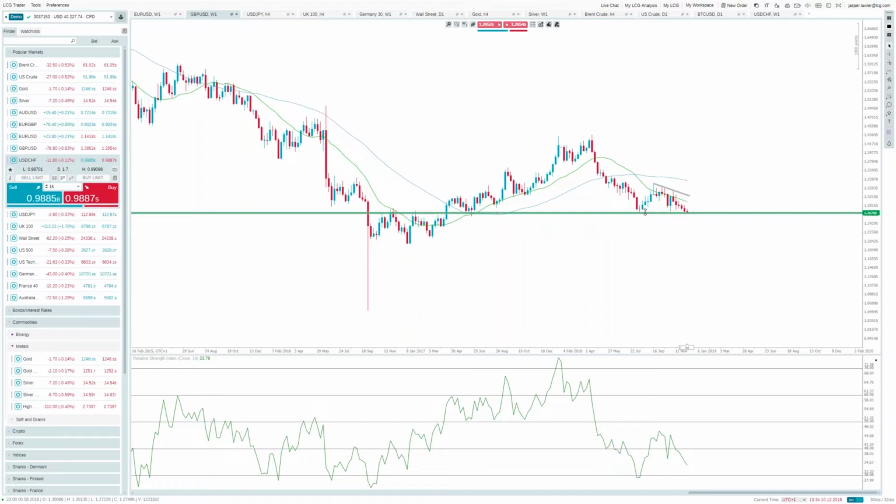So yeah, moving lower as we speak here. Difficult to say, I don't know if we have anything confirmed yet.